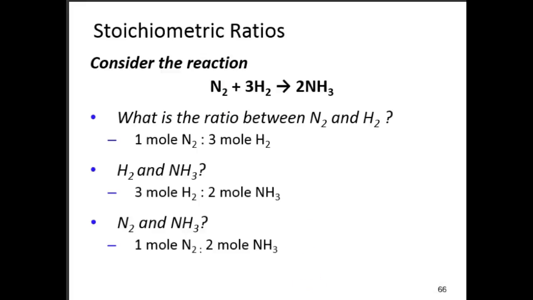Okay, well, what's the ratio of hydrogen to ammonia? 3 moles of hydrogen to the 2 moles of ammonia. Or what's the ratio of nitrogen to ammonia? Well, we have 1 mole of nitrogen and 2 moles of ammonia.